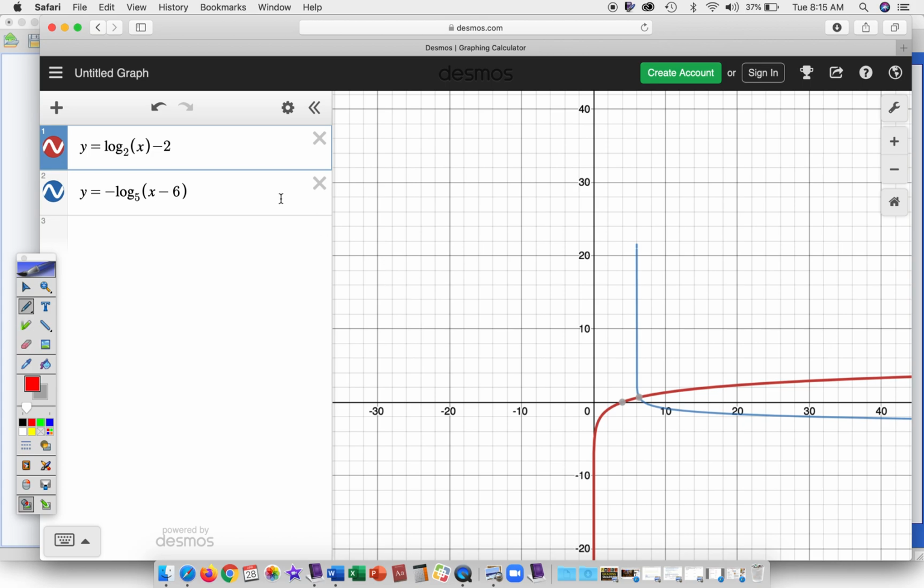Okay, so let me shut this one off. So we have log base 2 of x minus 2. So here's that graph. Okay, so you can see what happened here is the intercept changed. Our intercept is at (4, 0). Now I'm going to show you algebraically how we get that new intercept.